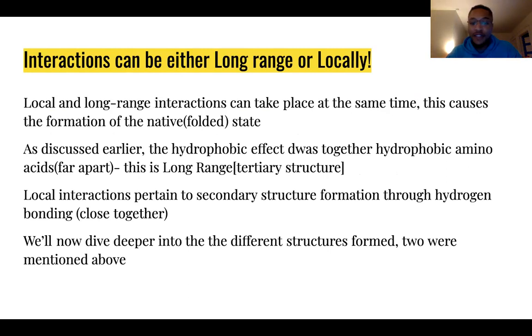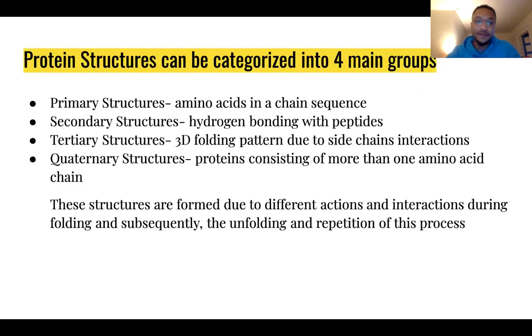We'll now dive deeper into the different structures formed. Two of them were mentioned above. So the protein structures can be categorized into four main groups. We have our primary structures, which are amino acids in a chain sequence. We have our secondary structures, which are hydrogen bonds with peptides. We have our tertiary structures, which are 3D folding patterns due to side chain interactions. And our quaternary structures, these are proteins consisting of one or more whole amino acid chains. So think two amino acid chains being added together, that's a quaternary structure.